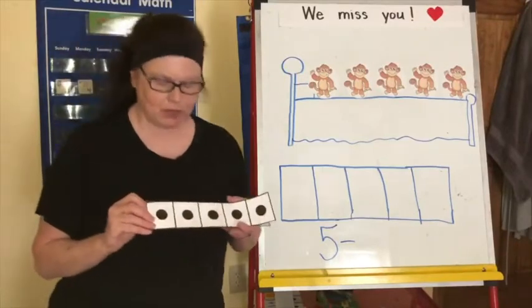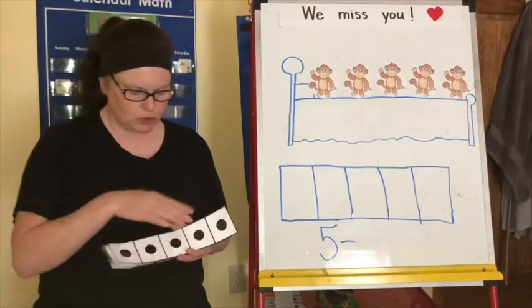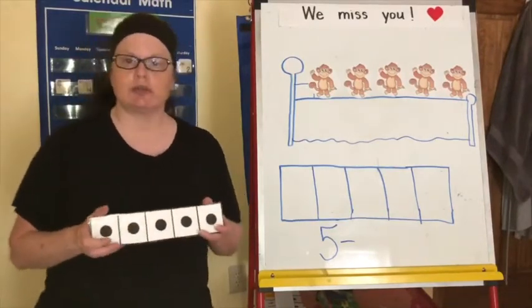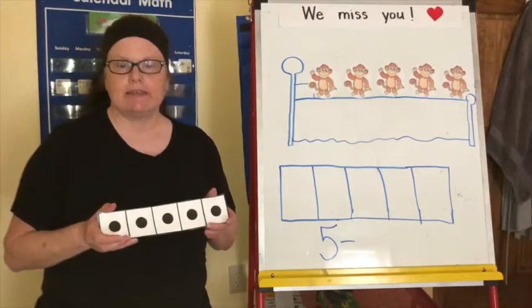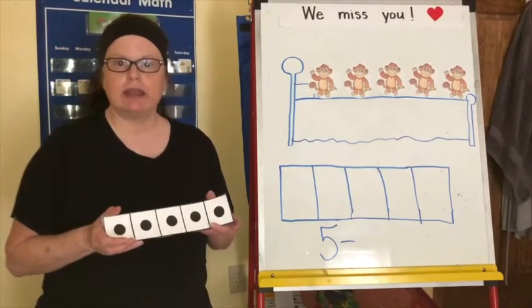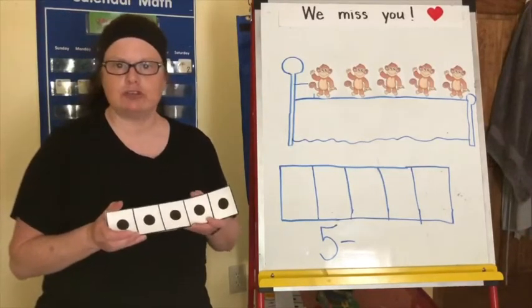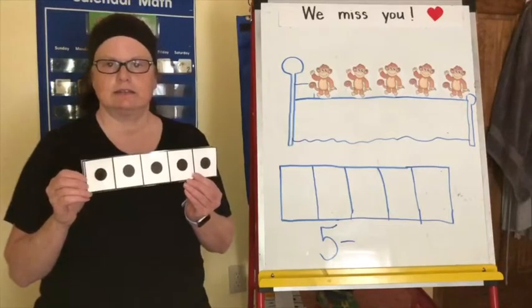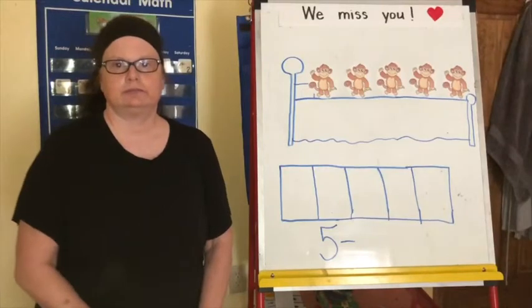Today we're going to be working with a 5 frame. And in my 5 frame, you'll see there's 1, 2, 3, 4, 5 spaces. And in some of those spaces, there's going to be dots. What you're going to do is count up the dots. And then I want you to keep that number right in your brain until I snap my fingers and then shout it out to me as loud as you can. All right, so go ahead and count up the dots. Keep it in your brain.